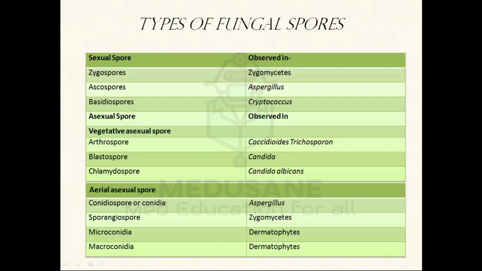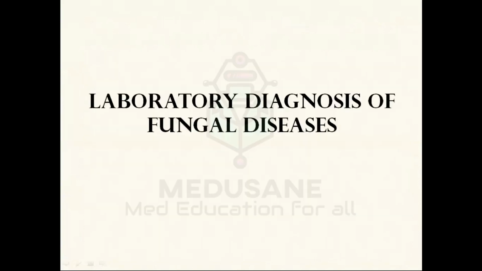Then coming to the asexual spores, there are vegetative asexual spores and the aerial asexual spores. In vegetative asexual spores, there are arthrospore, blastospore, and chlamydospore. And aerial asexual spores are conidiospore, sporangiospore, and microconidia and macroconidia, which are observed in the dermatophytes.